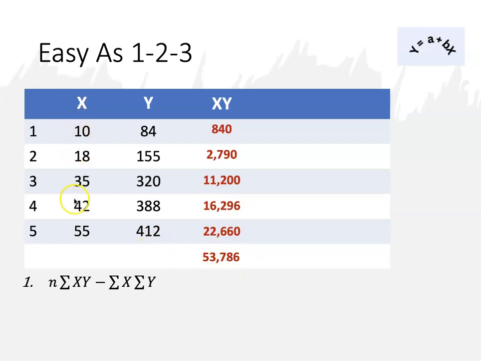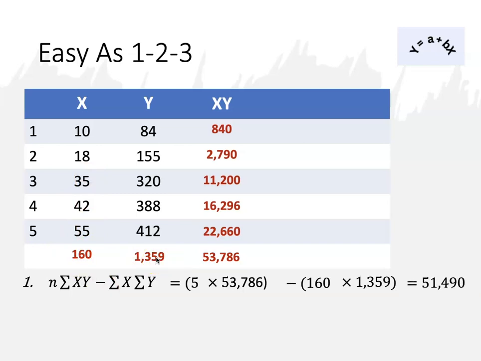We also want the total for x and y, so we put those totals as well. Alright, so we have our xy, and we have enough now to calculate equation 1. So equation 1 says n, which is the number of results. So 1, 2, 3, 4, 5. So n is 5. So 5 multiplied by the total for xy, 53,786, minus total of x times the total of y. Punch that in the calculator, we get 51,490. And we now have a value for equation 1.